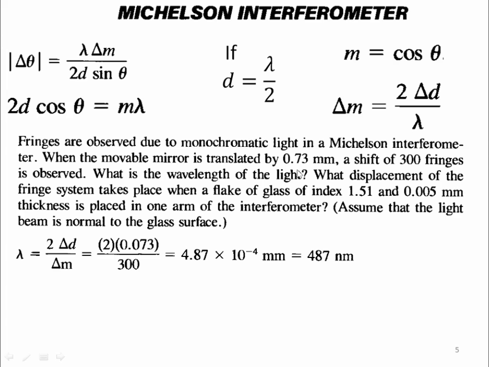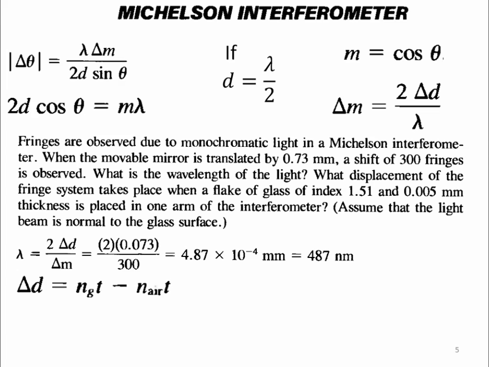We have delta d here, the change in separation, and delta m here, 300 fringes that actually shift or move. So by using this equation we can find out what the wavelength of the radiation should be. That's how we can find out the wavelength of the radiation from this Michelson interferometer.